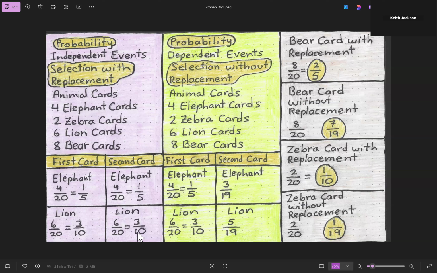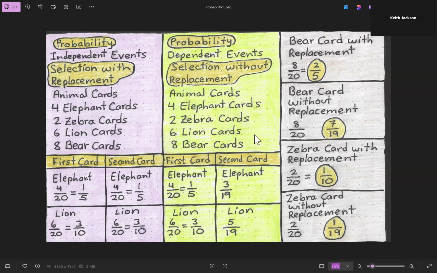But dependent probability is a little bit different. So let's say we had that same hat with those 20 cards in it. And again, we had four elephant cards, two zebra cards, six lion cards, and eight bear cards. But let's say we wanted to select that elephant card for the first time. And so now that probability, of course, remains at 4 out of 20 or 1/5.